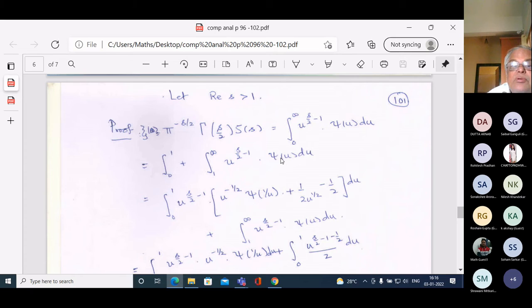So for this psi of u, in the first integral from 0 to 1, I substitute that. Psi of u is equal to u to the minus 1/2 psi of 1 by u plus 1/2 u to the 1/2 minus 1/2 du. The second integral from 1 to infinity, I keep as it is.